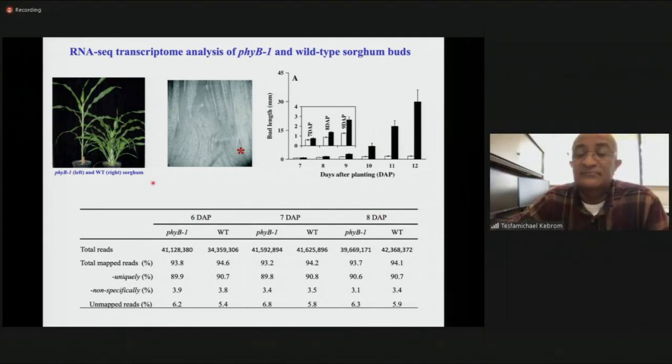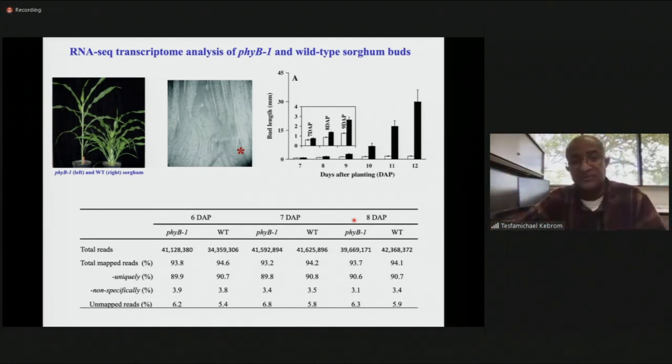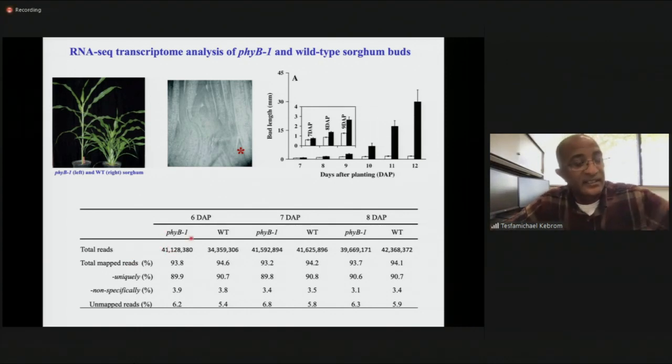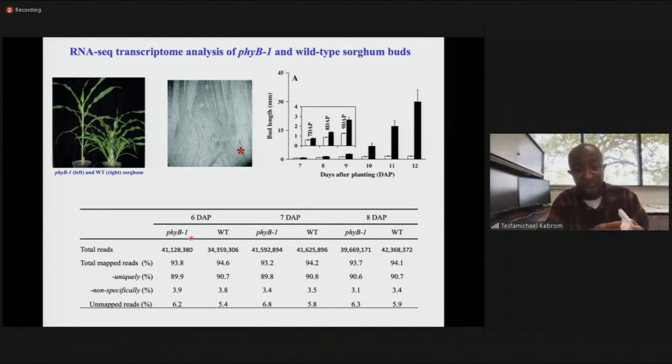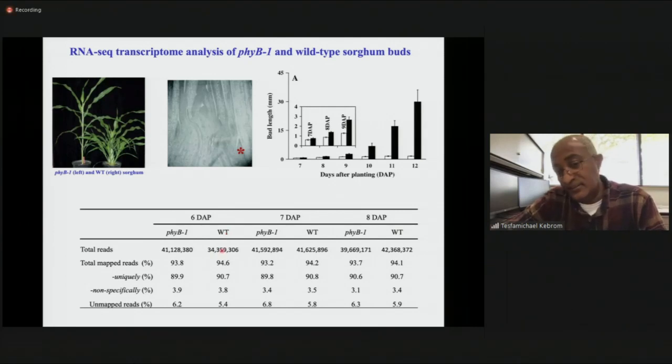So I harvested buds from 3 plants, 3 experiments in each. At first I grew plants, then I harvested buds from 5B1 and wild type at 6, 7, and 8 days after planting. And I repeated the same experiment 3 times at different times. So these are 3 samples from 5B1 and from wild type, and the total RNA-seq reads. That means the total RNA fragments that were sequenced were 41 million from 3 biological replicates in the 5B1 at 6 days, and in the wild type about 34 million, and in the others also this was the number of reads. So we generate and sequence a large number of fragments.